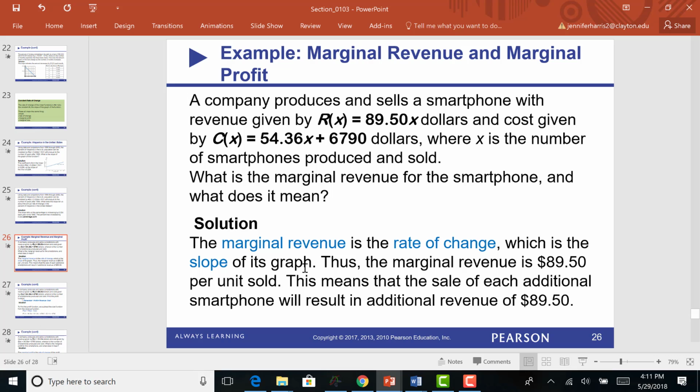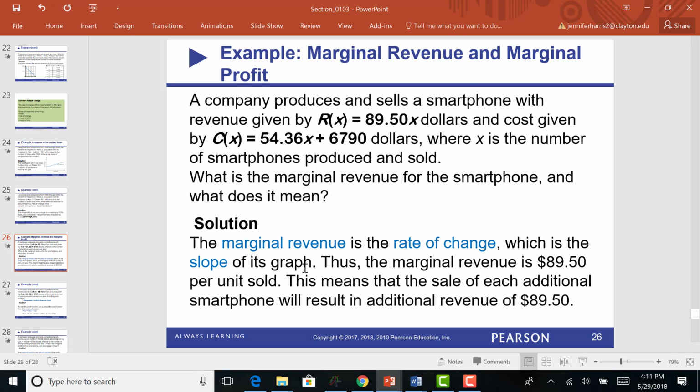89.50. That is the marginal revenue. So it says for each iPhone, smartphone that we sell or produce, how much money are we going to make? 89.50 per unit, per smartphone. That's how much revenue. Okay?